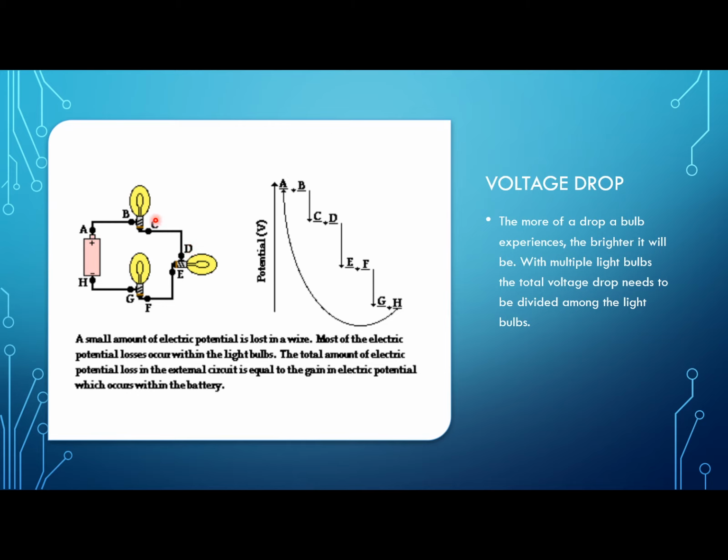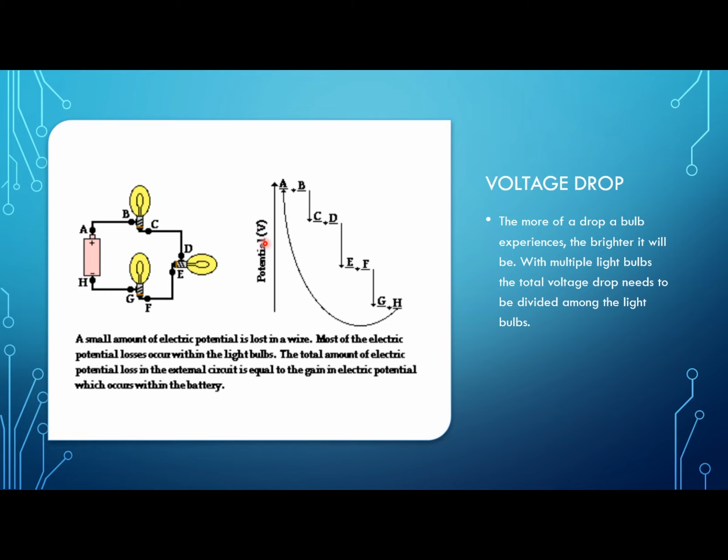So if you have just one light bulb, then that light bulb has the drop of the entire gain of the battery. So if it's a 9-volt battery, you'll have a 9-volt drop. But if you start adding light bulbs into your circuit, then you have to divide that total potential drop among how many items you have in series.